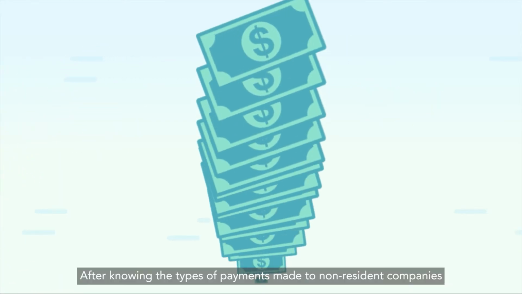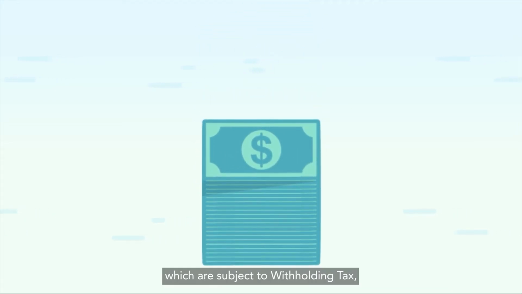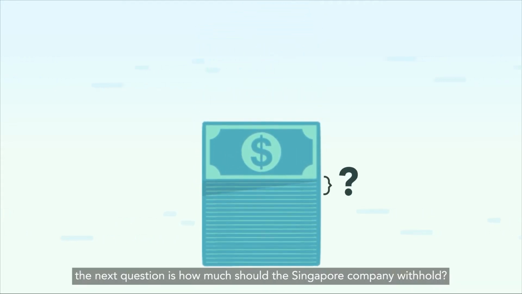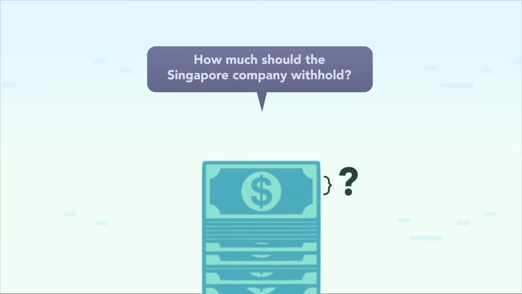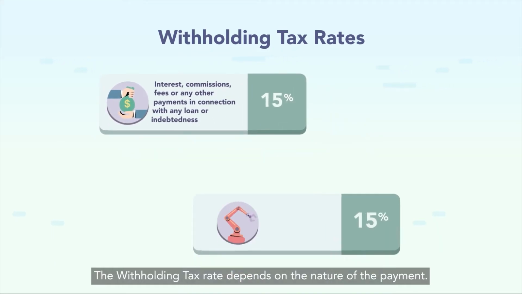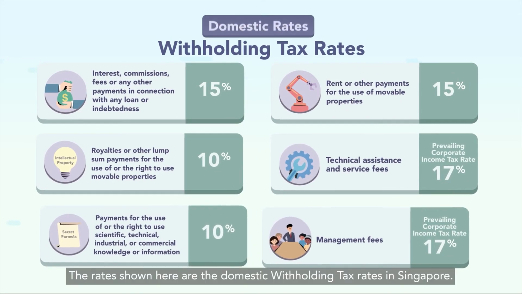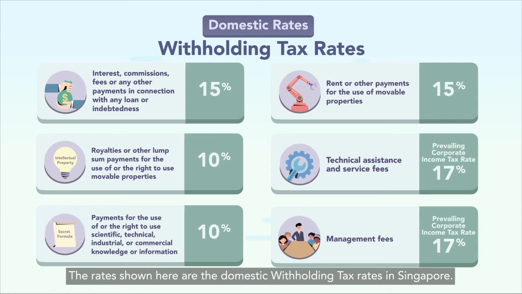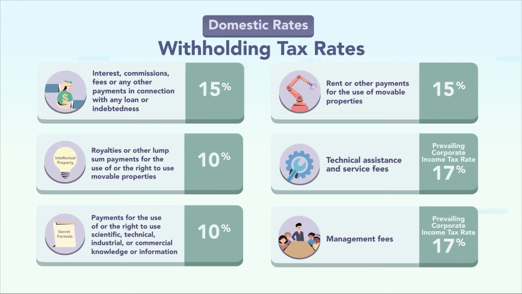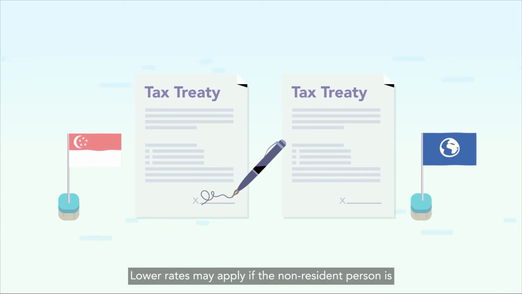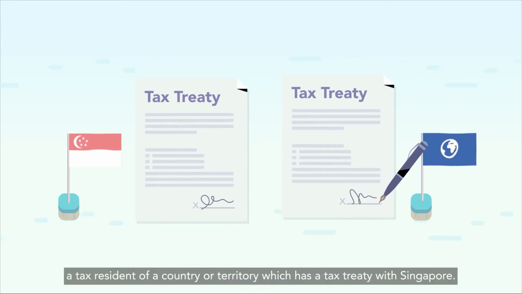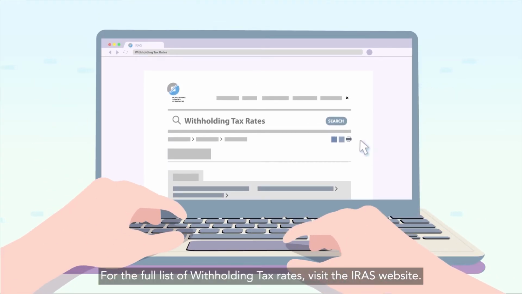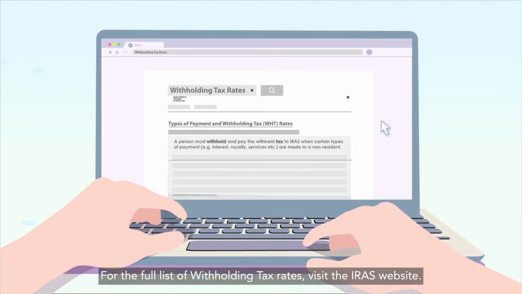After knowing the types of payments made to non-resident companies which are subject to withholding tax, the next question is, how much should the Singapore company withhold? The withholding tax rate depends on the nature of the payment. The rates shown here are the domestic withholding tax rates in Singapore. Lower rates may apply if the non-resident person is a tax resident of a country or territory which has a tax treaty with Singapore. For the full list of withholding tax rates, visit the IRAS website.